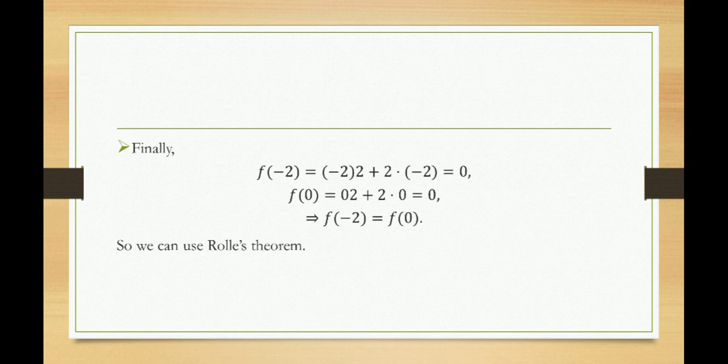And finally, we check the final condition, whether f(-2) is equal to f(0). Find f(-2): f(-2) = 0, and f(0) = 0. That implies f(-2) = f(0). So we can use Rolle's theorem.